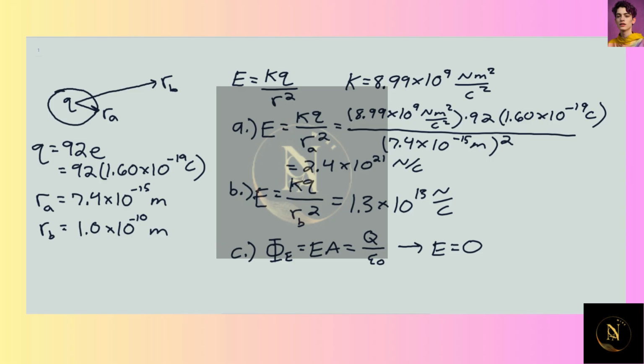B, what magnitude of electric field does it produce at the distance of the electrons, which is about 1.0 times 10 to the negative 10 meters? And C, the electrons can be modeled as forming a uniform shell of negative charge. What net electric field do they produce at the location of the nucleus?